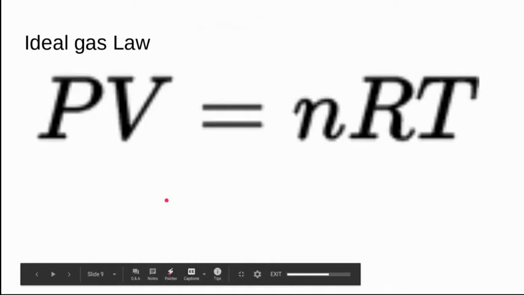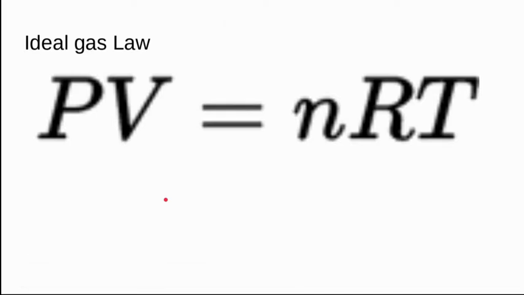So the next thing is the ideal gas law. PV equals nRT, as we've seen. PV nerd! Thank you, Lauren.